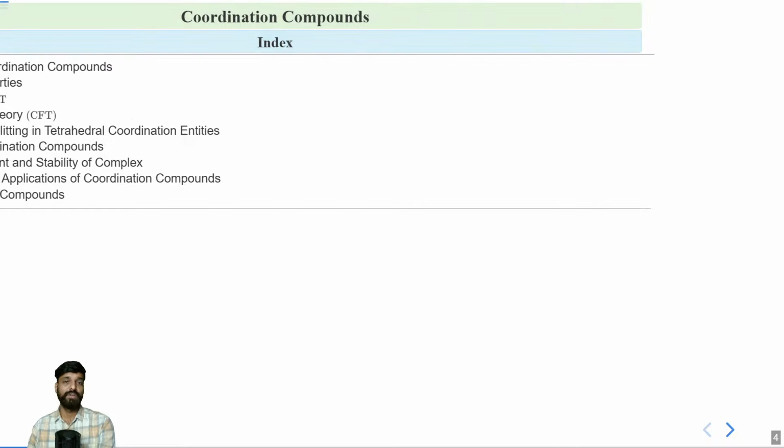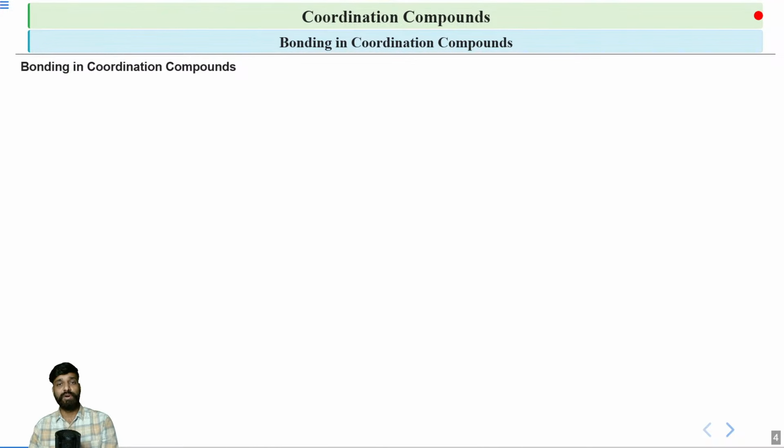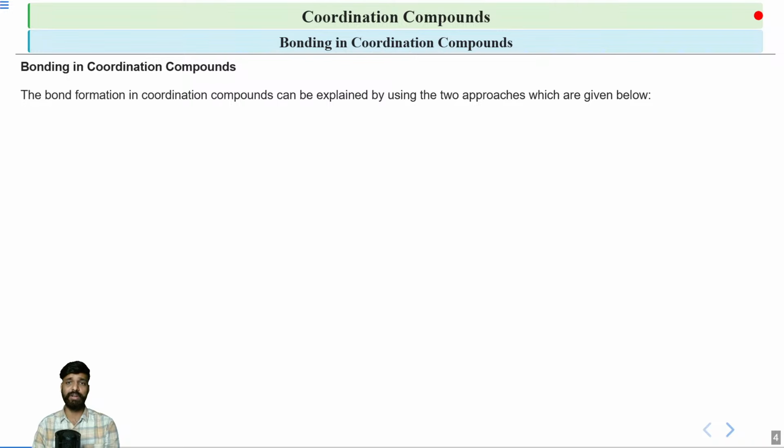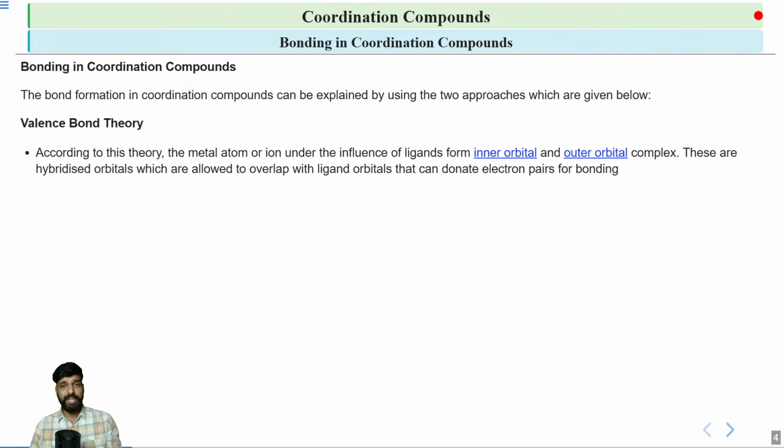Got it? So first of all, starting with the bonding in coordination compounds. The bonding in coordination compounds is explained by two approaches. As I said earlier, the first one is the valence bond theory. So let me explain it in detail. Here we take the metal ion, and under the influence of a ligand, your metal ion shows inner orbital complexes or outer orbital complexes. And it is happening due to hybridization.